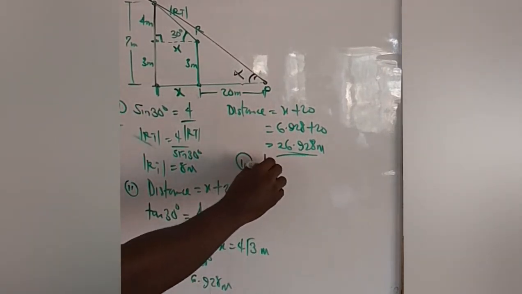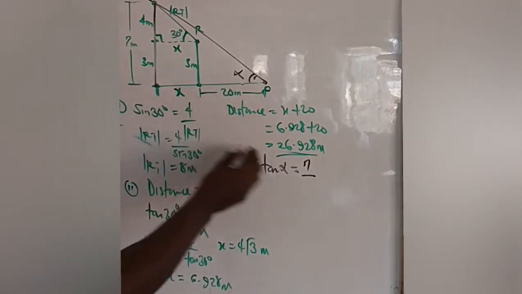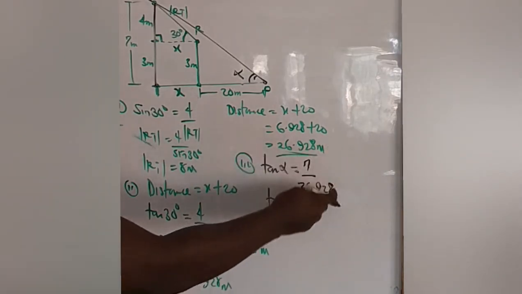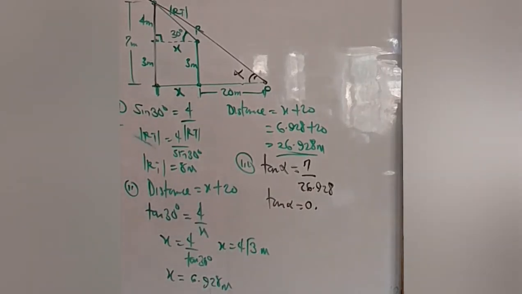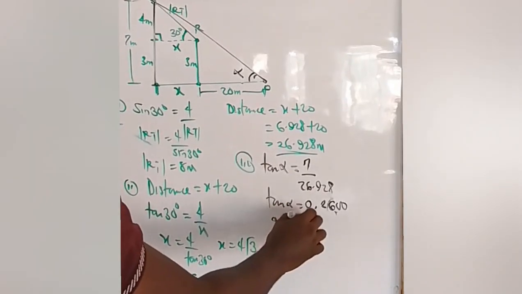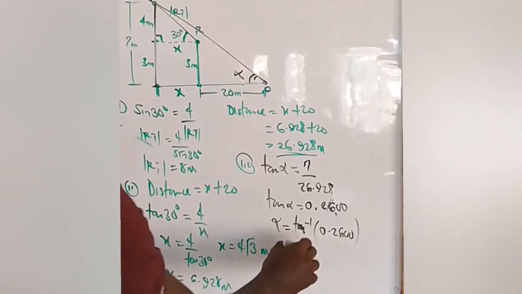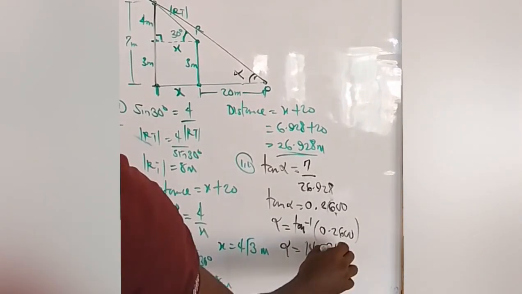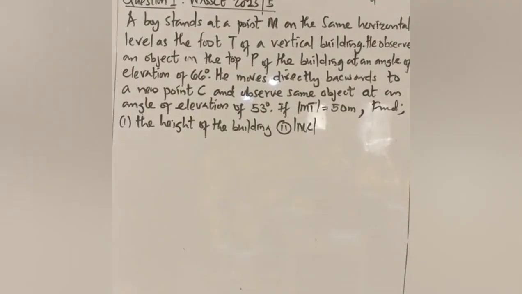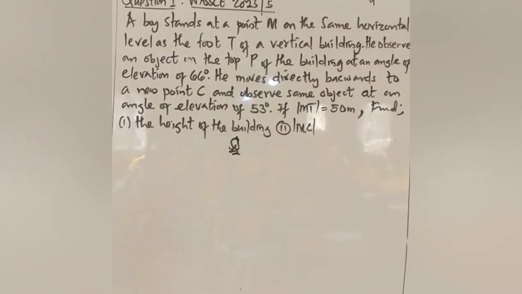So from here, if we use tan alpha, the opposite is the whole of this, 7. The adjacent from here to here is 26.928. So in decimal place, what is this fraction in decimal? Tan. So from here, the value of alpha is tan inverse of 0.2600, and alpha equals 14.571, approximately 14.57 degrees.